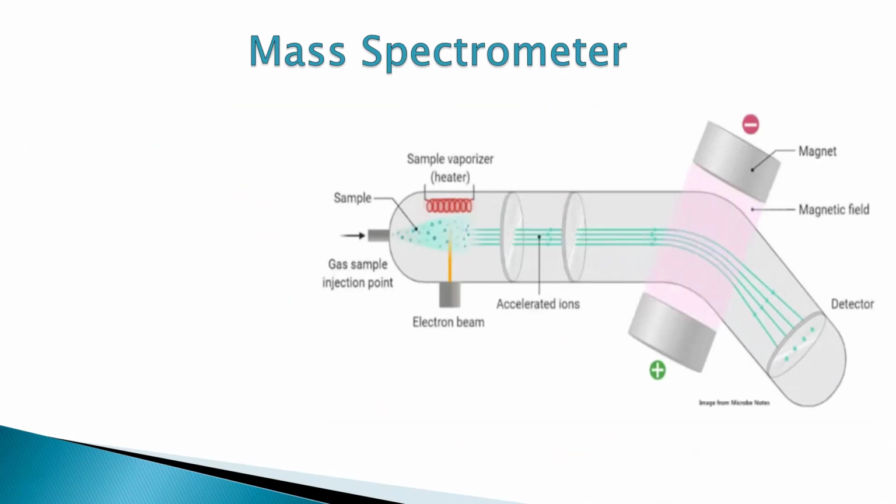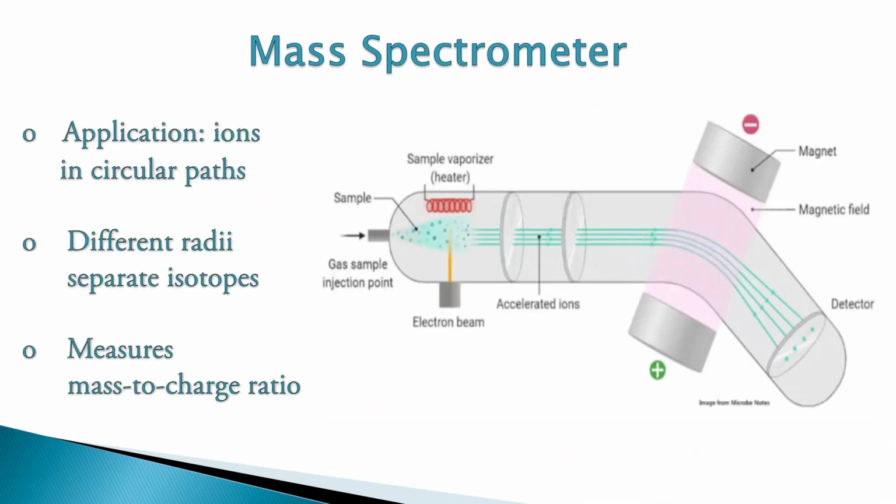One important application of charged particles in a magnetic field is a mass spectrometer. In a mass spectrometer, ions are accelerated through a potential difference and then enter a magnetic field which makes them move in circular paths. Ions with different mass to charge ratios follow different radii, so they separate naturally according to their mass and charge. By measuring the radius of the path, we can determine the mass to charge ratios of the ions. This allows us to identify isotopes or analyze the composition of a sample accurately.